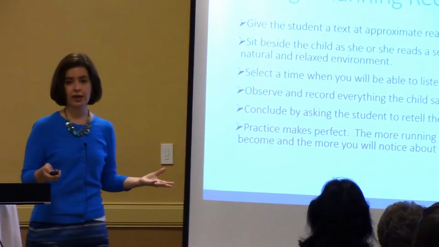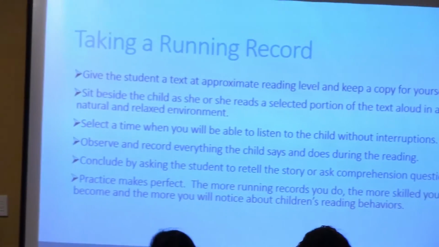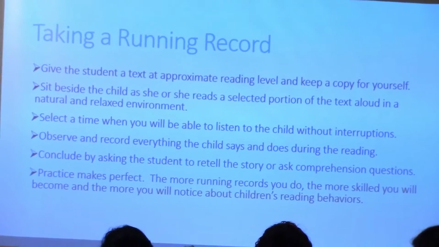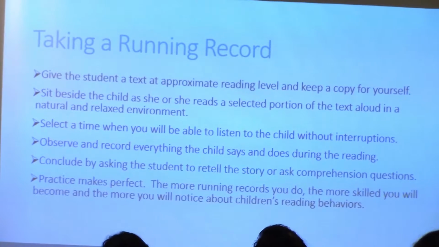So taking a running record. How do you take a running record? Well, the first thing you do is you give the student a text at the approximate reading level of the student and then keep a copy for yourself. So you have to have an idea of what the reading level of that student is. Now, we actually talk about this in the AACS Summer Professional Workshop.